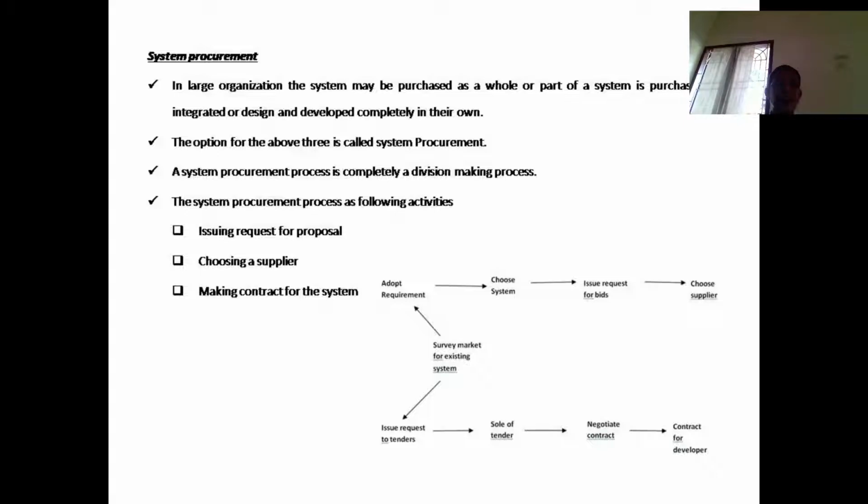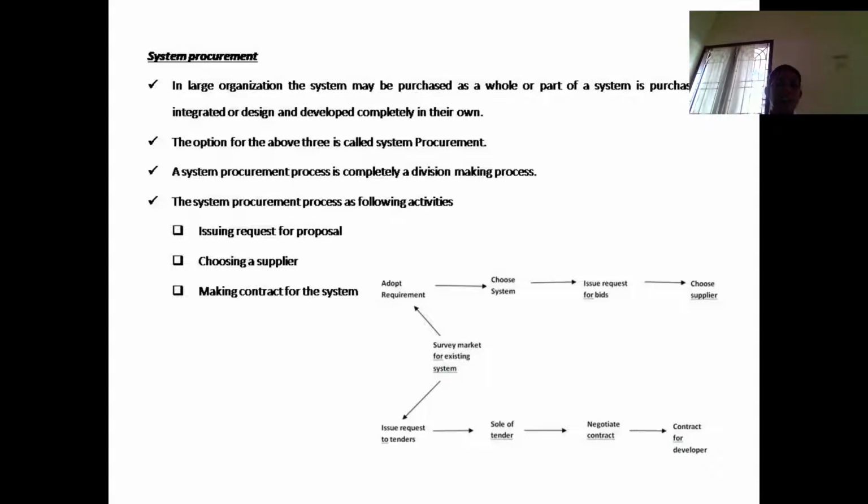Okay, system procurement. System procurement means that in a large organization, the system may be purchased as a whole, or part of a system is purchased. Then these are all integrated, or designed and developed completely on their own. So this option of the above three is called system procurement.